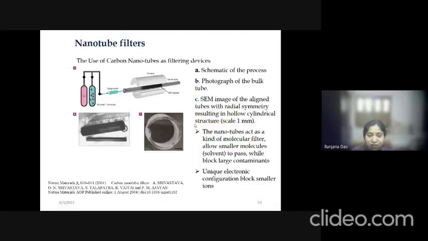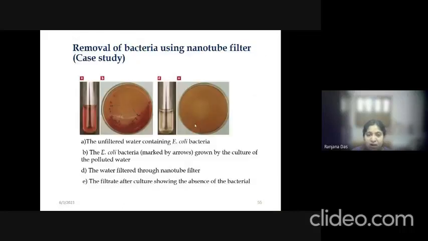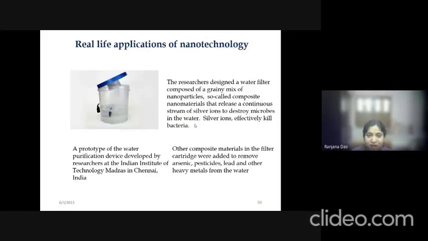Next is the nano tube filter, again of a similar type to a nanomaterial or nanomembrane, and it is mainly used for the removal of E. coli or bacteria. This is a design which has been done by the Indian Institute of Technology, Madras, Chennai. Here a cartridge system is there, and from this cartridge silver nanoparticles are always coming and killing the bacteria. You pour potable water in the tank, and then the silver nanoparticles come and kill the pathogens. The water you collect from this tank is free of bacteria.